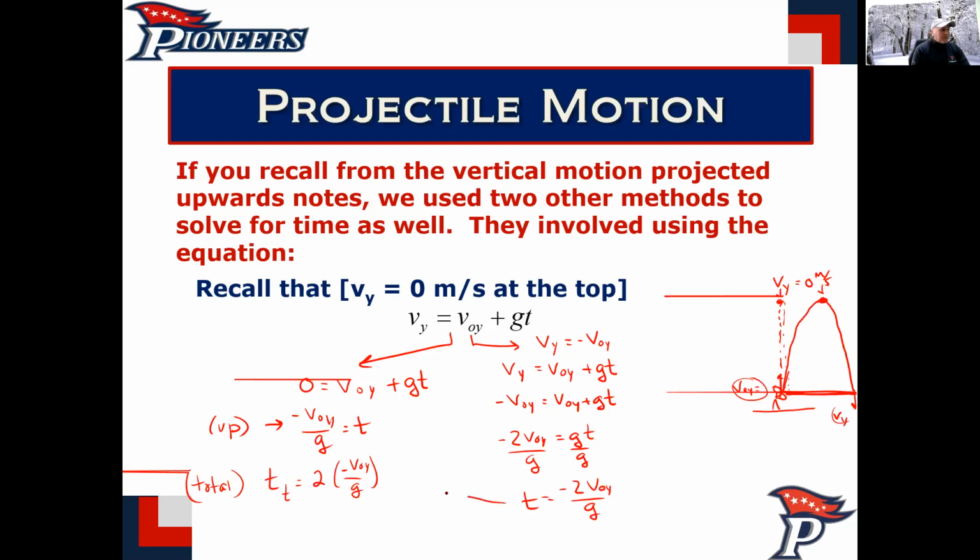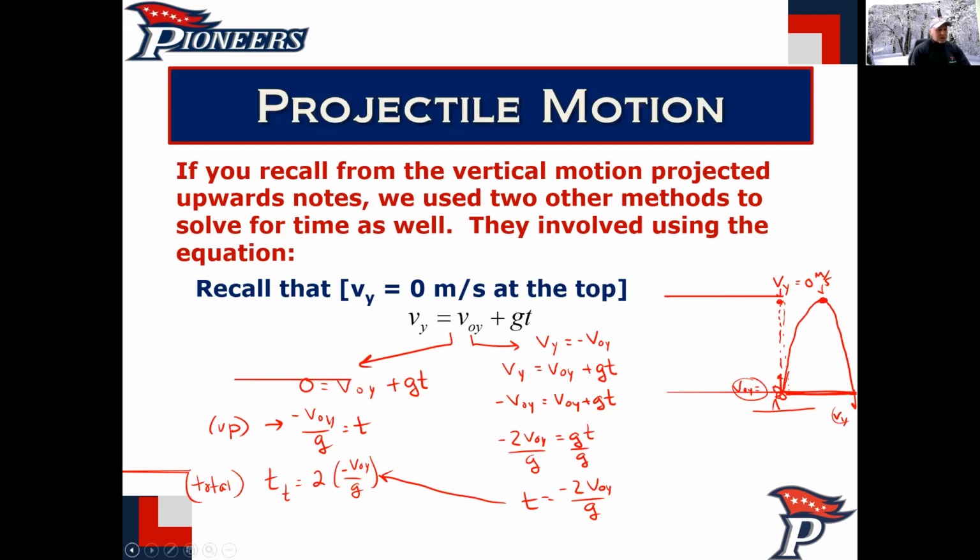Right, and I get the same result again. Right, and so you have 3 different ways to solve for time. Now, again, if you try to learn all 3, you're probably going to get confused on something. And so I would just say, does one of these 2 methods make the most sense to you?